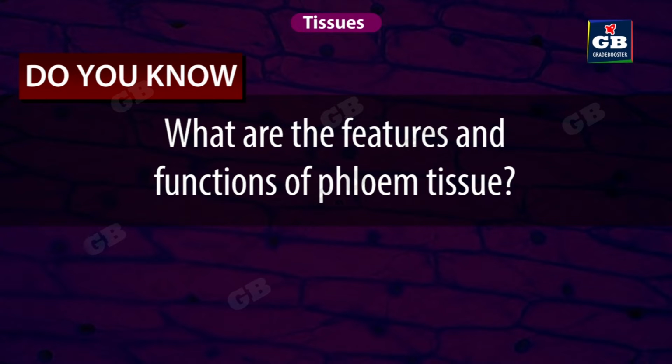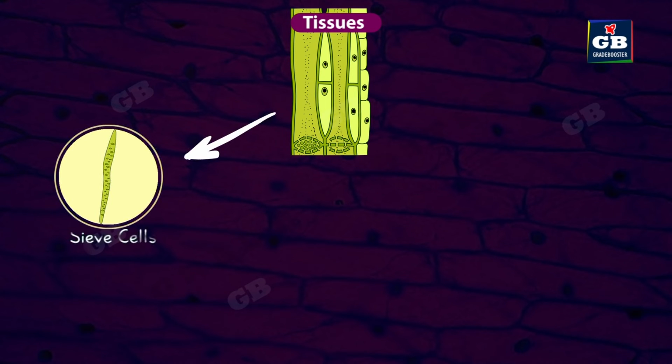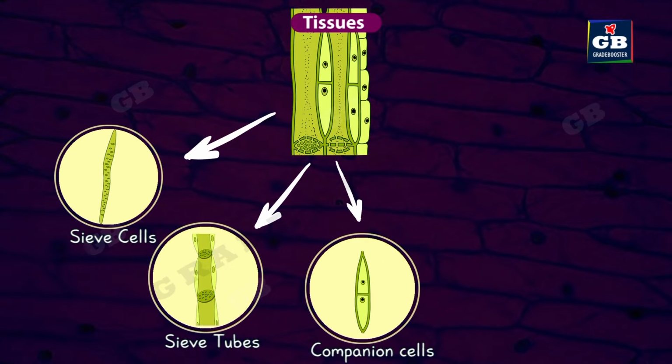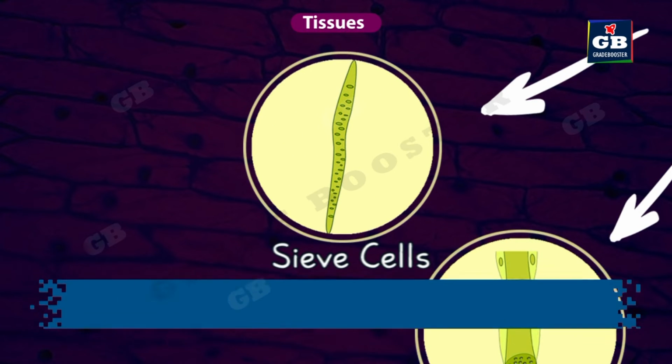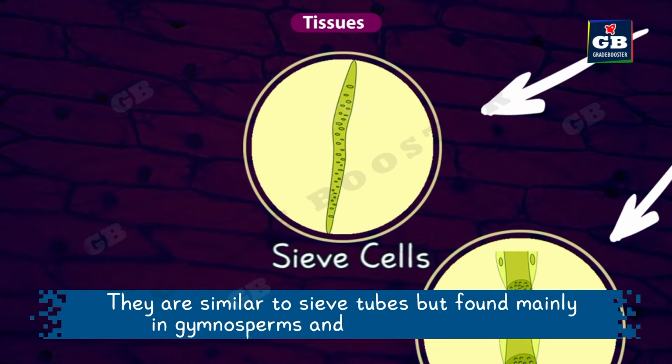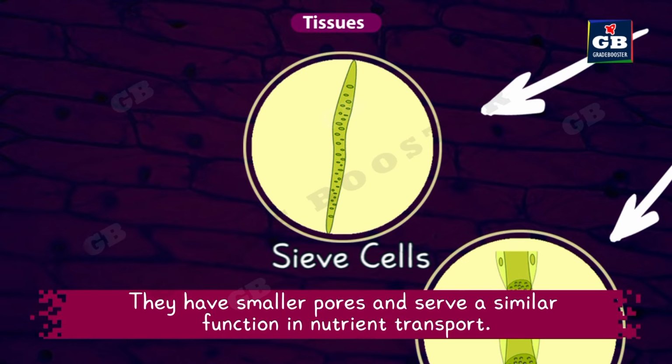Now let's see the features and functions of phloem tissue. Phloem is made up of 5 types of cells. They are sieve cells, sieve tubes, companion cells, phloem fibers, and phloem parenchyma. Sieve cells. They are similar to sieve tubes but found mainly in gymnosperms and some angiosperms. They have smaller pores and serve a similar function in nutrient transport.